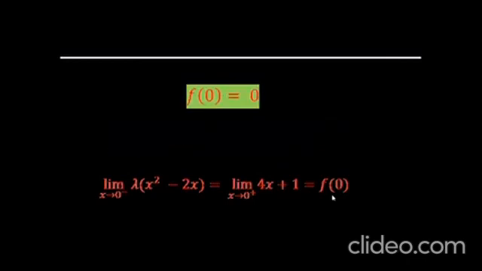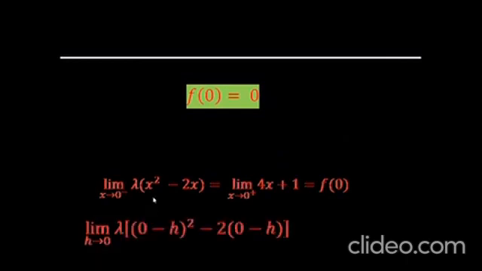Value of f(0) is already given as 0. On the left hand side, we substitute x as 0 minus h, and then if we simplify it, we get lambda multiplied with 0, so the result becomes 0. So the left hand side is 0. Similarly, we can solve the right hand limit also.